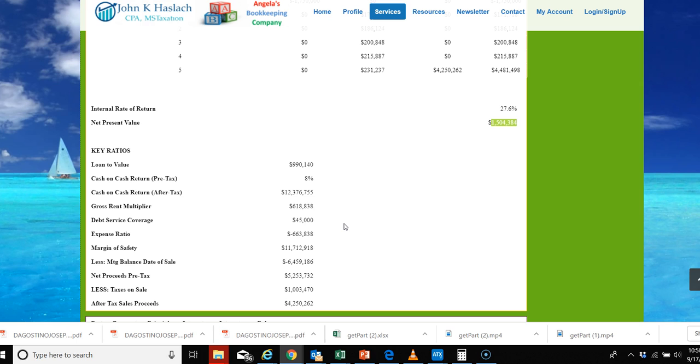Now what does that mean? It really doesn't mean a whole heck of a lot on its own. Where the value of that comes in is comparing it to another property. If another property has a greater internal rate of return and a greater net present value, you have to consider the other property may be a better investment for you. But the numbers aren't the only thing to consider. There's plenty of other things to consider in buying real estate that we'll talk about.